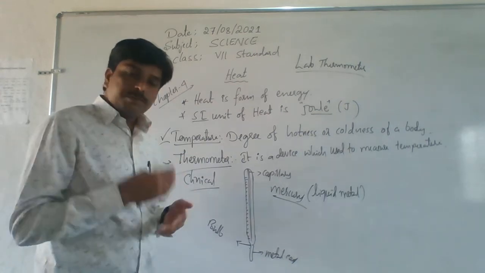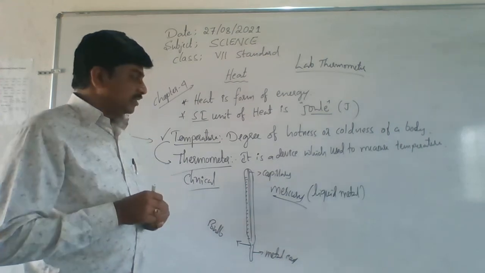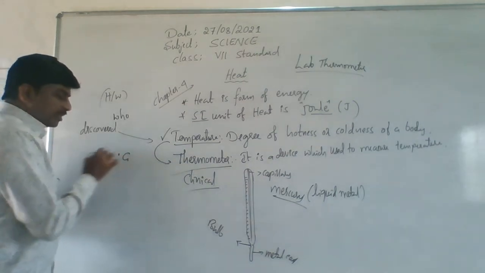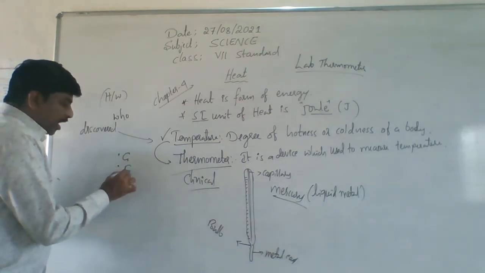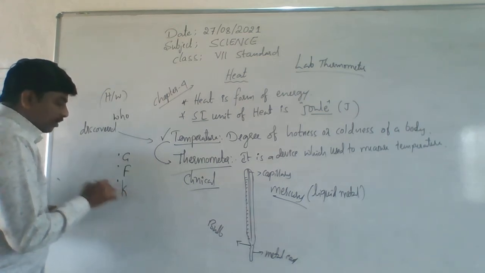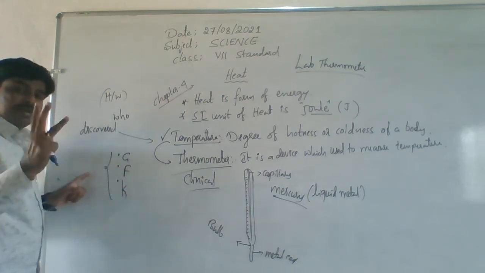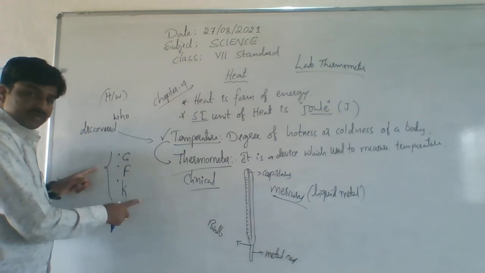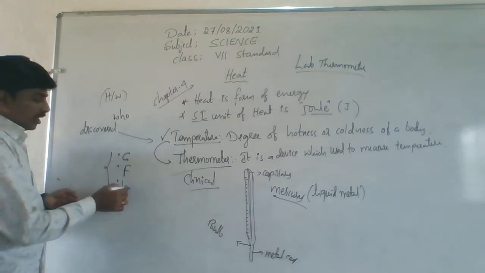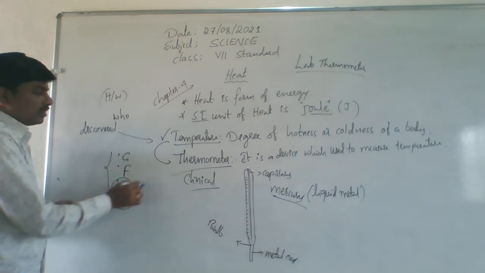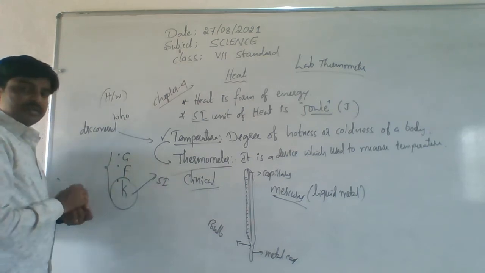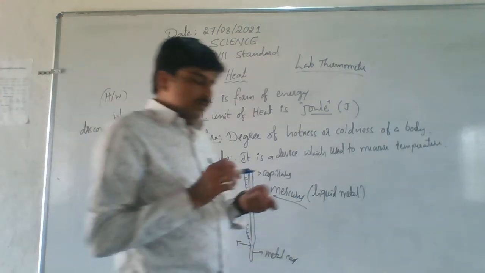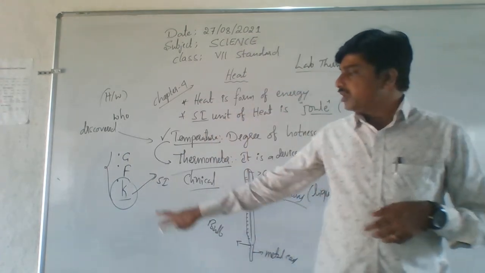See students, temperature is generally measured in three scales: degree Celsius, degree Fahrenheit, and Kelvin. Among these three scales, the Kelvin scale is the SI unit. Understand? So the SI unit of temperature is Kelvin, because at the international level, temperature is measured in Kelvin.